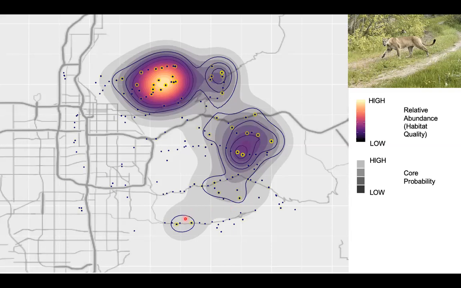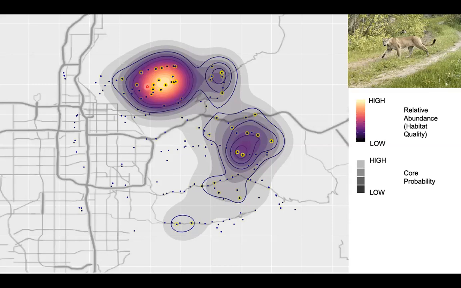Every camera station that has any type of yellow circle around it is a camera station that detected a mountain lion during the 2018 field season. And you'll notice that some of the circles are a little darker than others. They're a little easier to see. Those directly correlate with the estimated relative abundance at each one of those sites. So the darker the circle, the higher the relative abundance was, and the better the habitat quality was at that site for mountain lions. Basically what you're seeing here is what's known as a kernel density estimation.